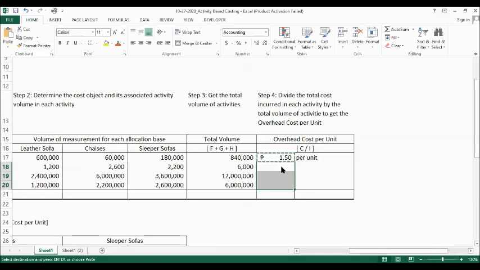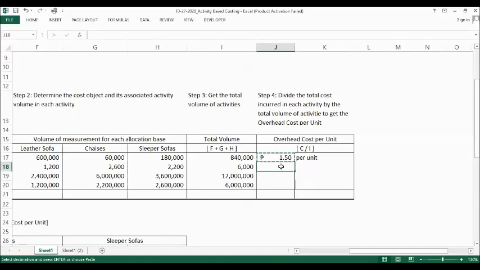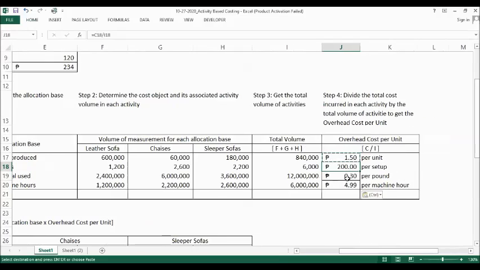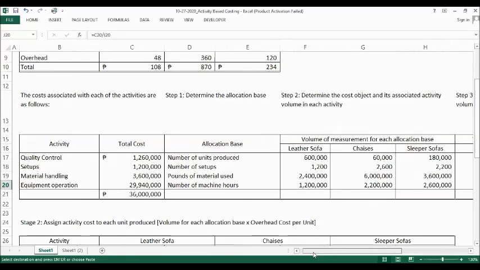Yan. So gawin na lang natin dito. There. So for the next activity, which is setups, so 200 peso per setup. 30 centavos per pound yung material na ginamit, 30 centavos. And for 4.99 per machine hours. So this is already our costing per unit.